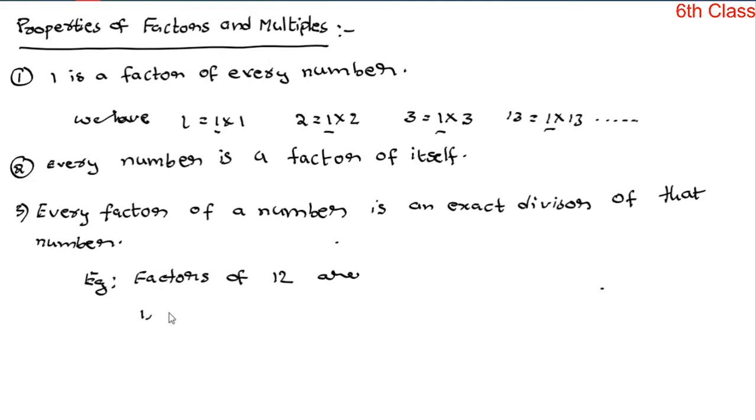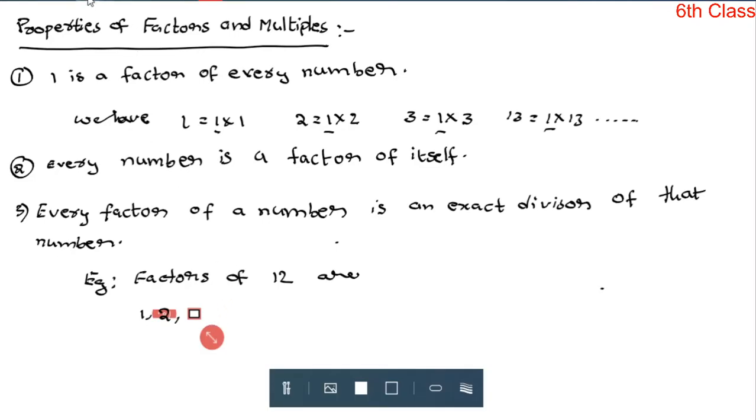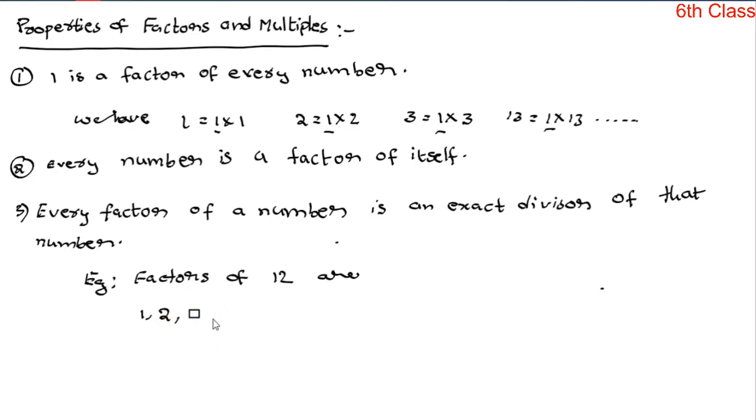Next, 2. 2 times 6 is 12, so 2 is a factor of 12. 3 times 4 is 12, so 3 is a factor of 12. 4 is a factor of 12. Next, 6 times 2 is 12, so 6 is a factor of 12. 12 is also a factor of 12. 1, 2, 3, 4, 6, 12 are the factors of 12.